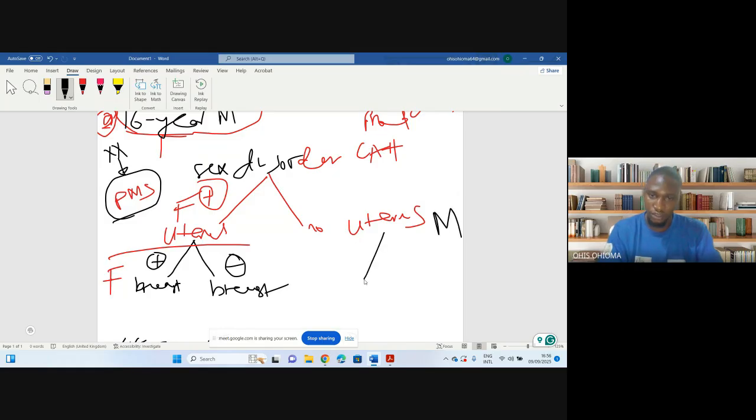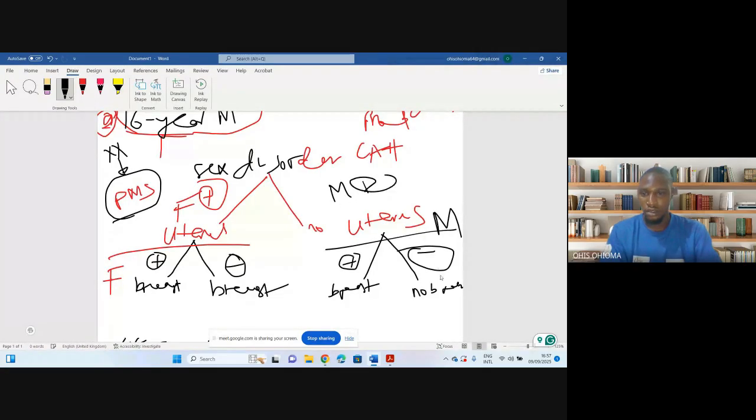The next question you're going to ask yourself, does he have a breast? Does he not have a breast? So no breast, there's a breast. So at this level, the patient is a male. So we're talking about male. No breast means that this is a normal male, a genetical and anatomical male.